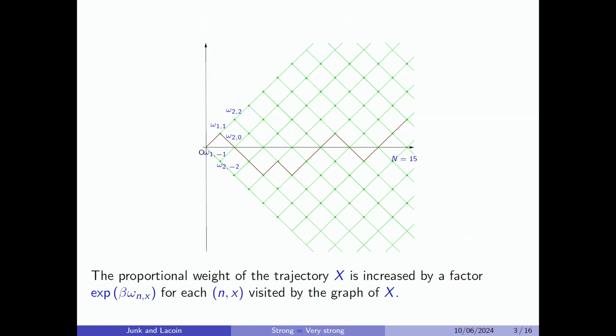This is just some illustration, here in d equal 1. This is a polymer trajectory, the graph of the nearest neighbor path. The energy of this trajectory is just the sum of the omegas collected along the trajectory. This means that each time you visit a given site, you multiply the weight of the trajectory by a factor exponential of beta omega.